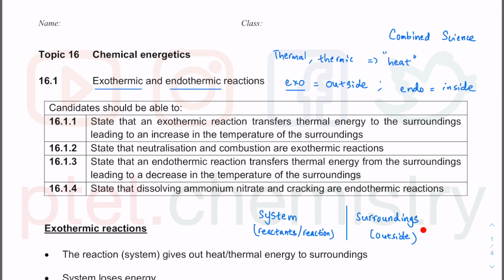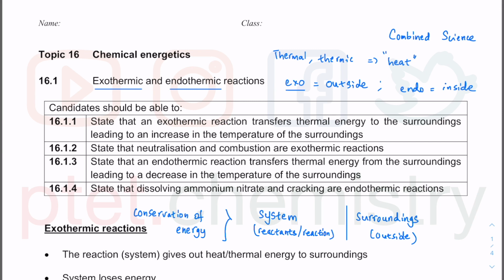But this is what happened outside, and we know that in science, we talk about conservation of energy because, as you know from lower secondary science, energy cannot be created nor destroyed. Instead, energy can just be converted from one form to another. So if your outside gets hotter, it's because the system releases heat to the outside. If your system absorbs the heat, if it takes away the energy, then your surrounding will get colder because you lose energy. So we will see a drop in temperature. It means the system takes in the energy.